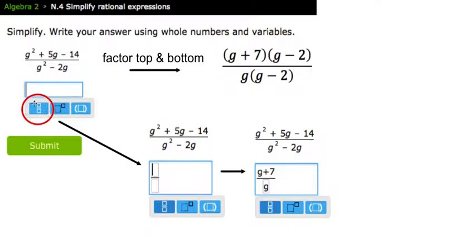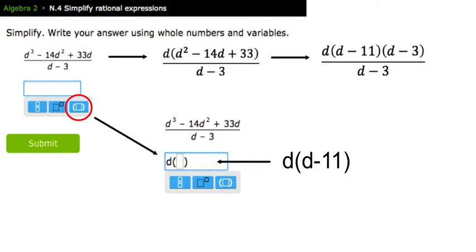That's what this button is for right here. When you click that, it'll give you a fraction, and you are going to fill in the top and fill in the bottom before you submit your answer. So that is how I entered g plus 7 on top and g on the bottom, and I got it correct.